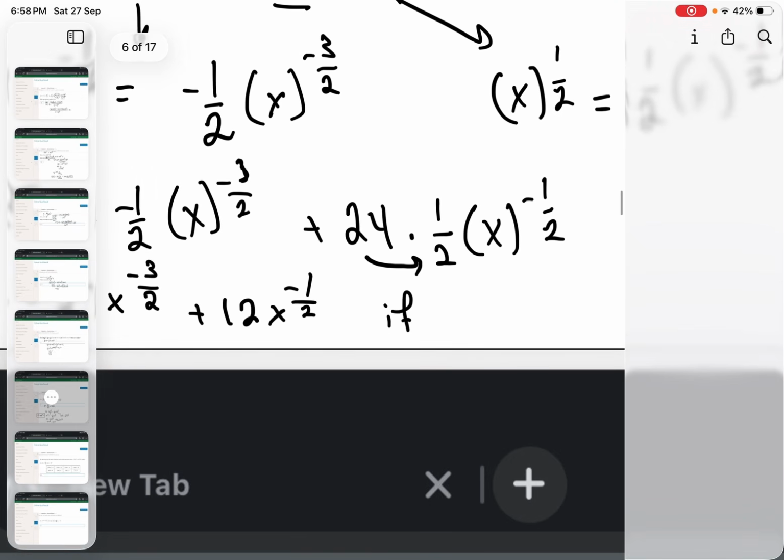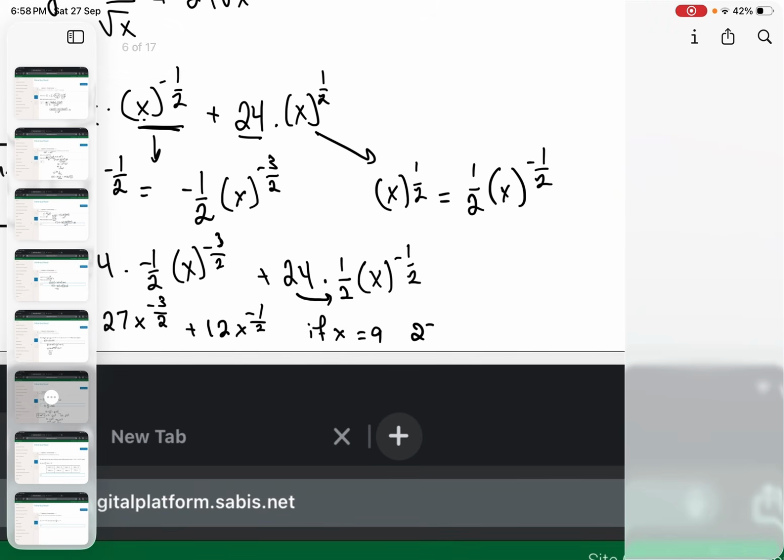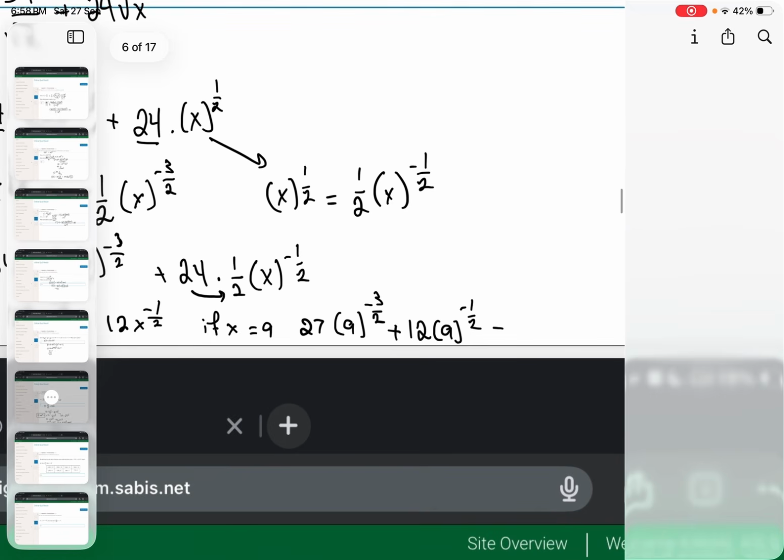So if x is equal to 9, it will be negative 27 times 9 to the power of negative 3 over 2. You put it in the calculator, obviously. And then plus 12 times 9 to the power of negative 1 over 2. And when you put it in the calculator, you'll get minus 1 plus 4, which is equal to 3. And that's your final answer.